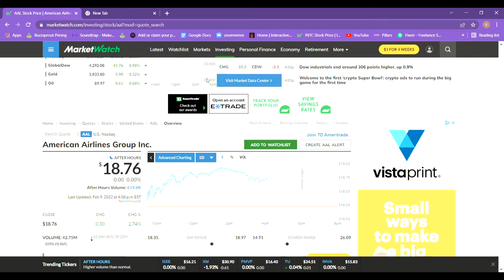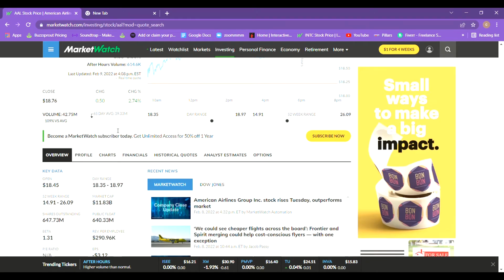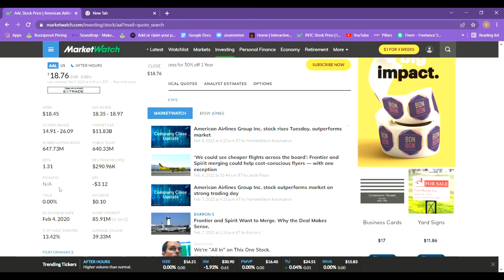Today we'll be taking a look at American Airlines. So as always, starting off by looking at the PE ratio, they do not have one. So this is never a good first impression because this means they're not profitable right now. And seeing if they offer a dividend, they don't, as the yield's at 0%. They would rather just reinvest the money back into the company, which is perfectly fine.